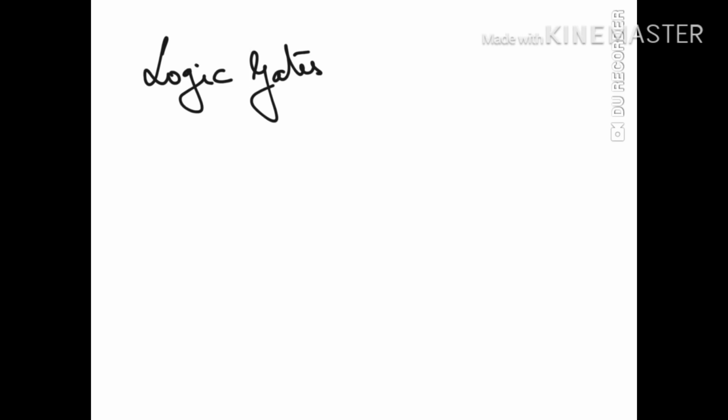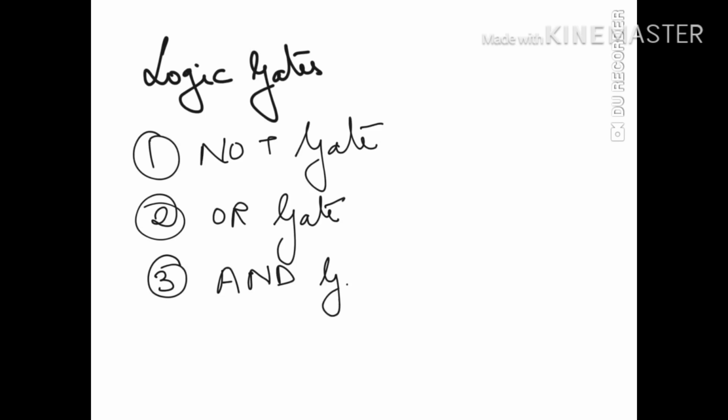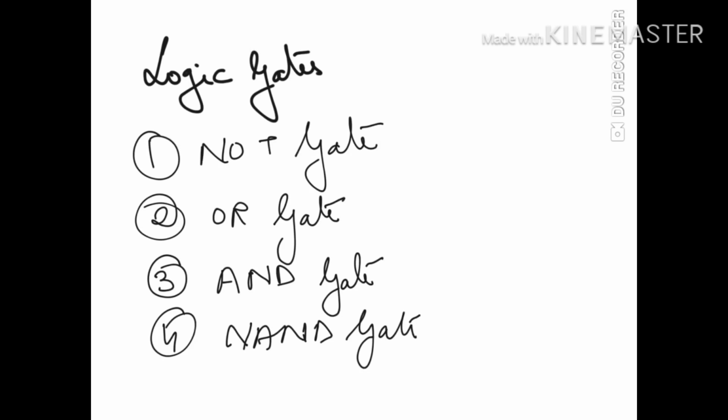Now there are 5 common logic gates used. The first one is your NOT gate. The second is your OR gate. Third is the AND gate. Fourth is your NAND gate. And fifth is the NOR gate. Seeing all of them one by one.